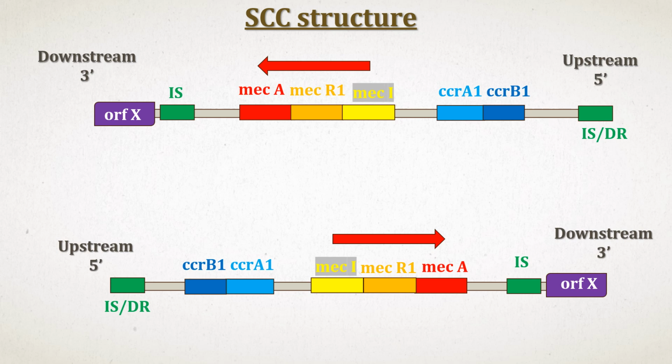Finally, don't panic if you find an SCC diagram drawn in a mirror image. The principle is that ORF-X is downstream at the 3' end, while mecR1 and mecI genes, which are the regulatory genes of mecA, are upstream to it. Because as we know, the regulatory genes are usually upstream to the main gene. That's why the red arrows refer to the direction of transcription from upstream to downstream. So both of these diagrams are correct.